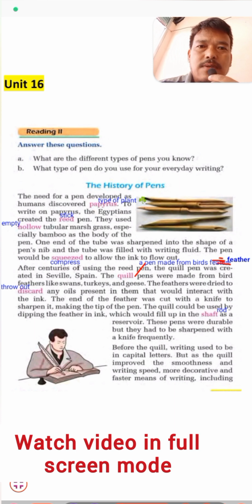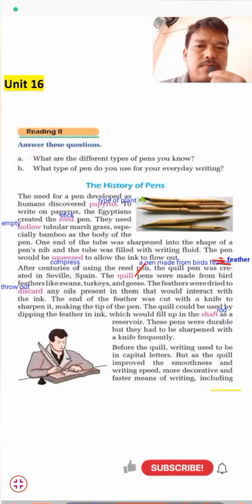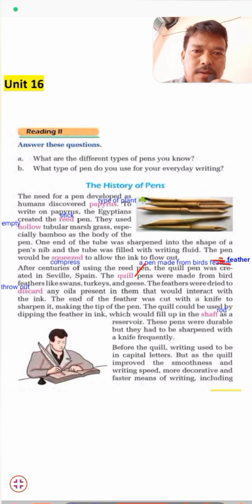Students, today we are at unit number 16, and we have reading two texts from unit number 16 that we are going to discuss here. In the reading two part, we have the text that is the history of pens. Before discussing the text, students, we will discuss its questions here.